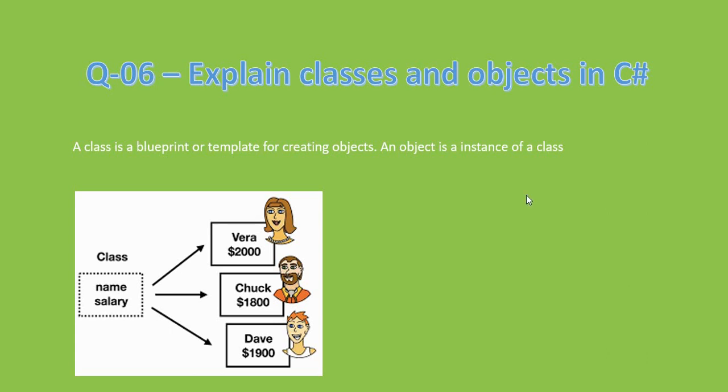Welcome guys. Now we are in question number 6 in C# and .NET question discussion series. The question is: explain classes and object in C#.